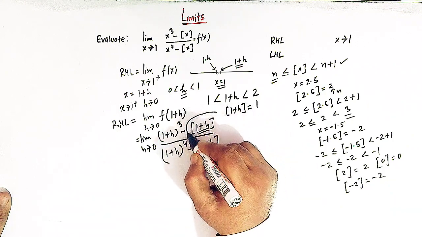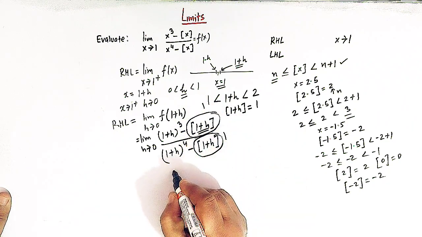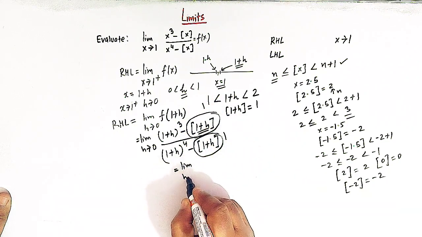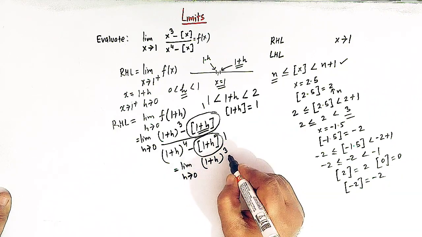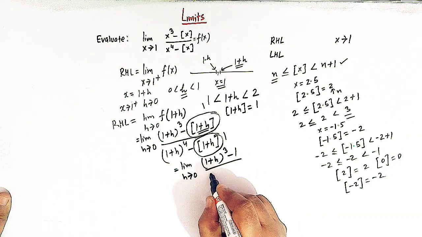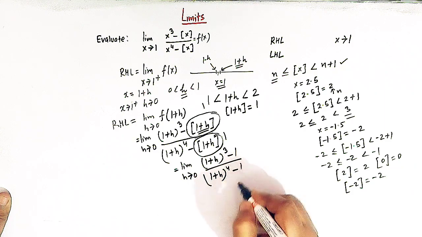So replacing this quantity by 1 and this quantity by 1, we can now write limit h tends to 0 of (1 plus h) cube minus 1, divided by (1 plus h) raised to 4 minus 1.